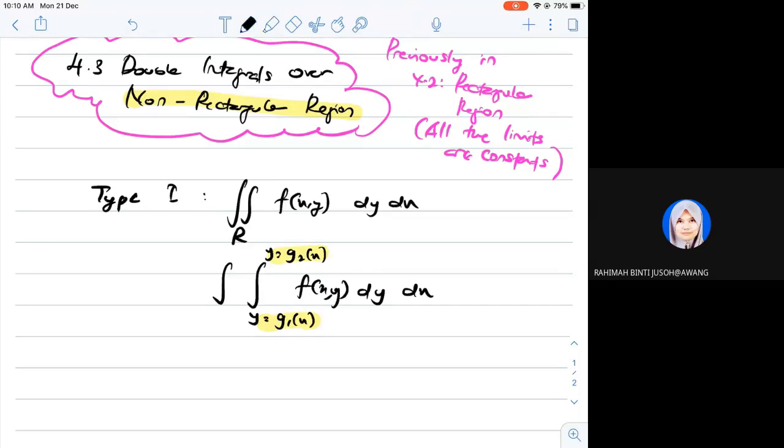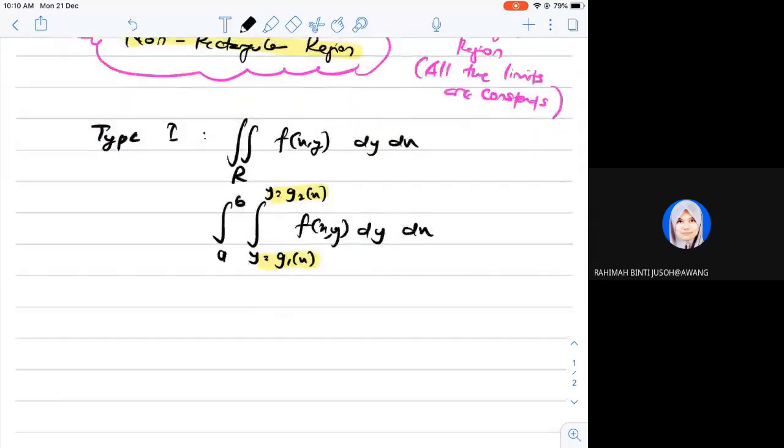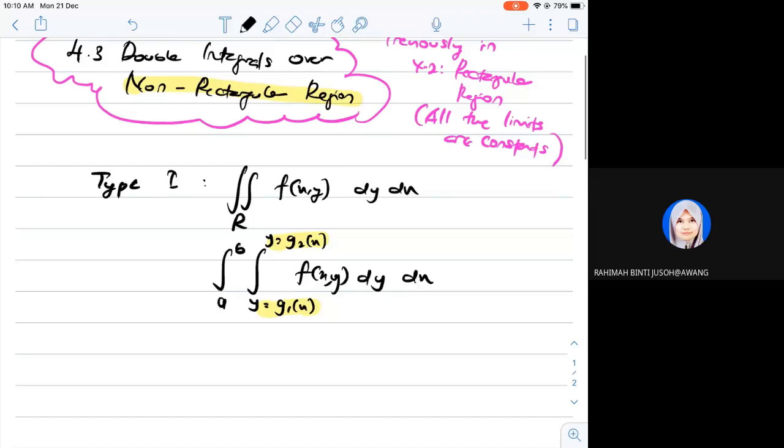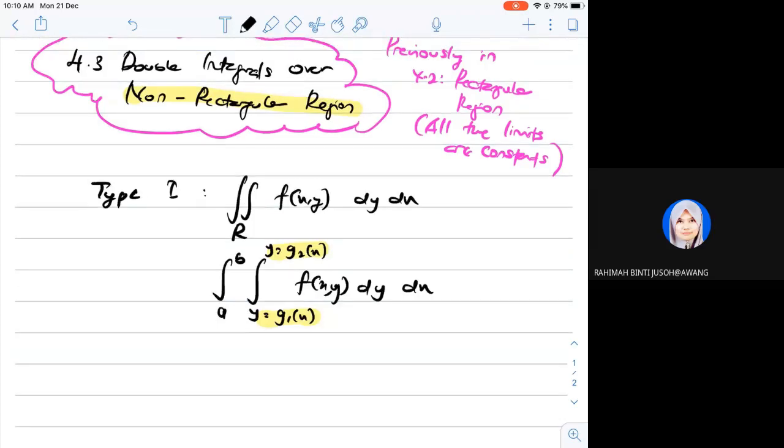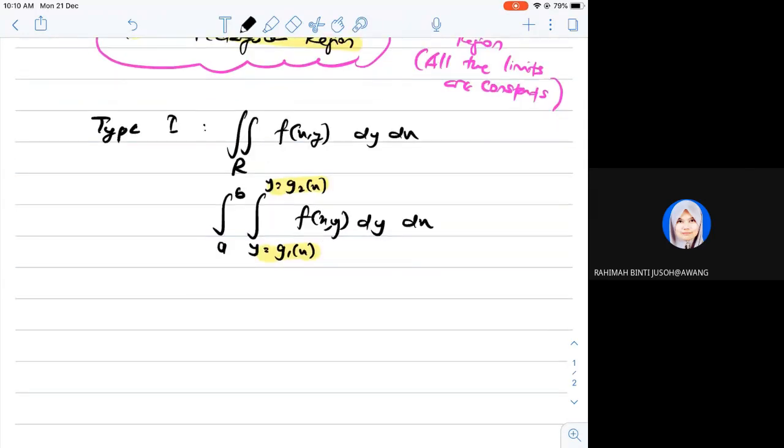And then for the outer limit of x, of course, we can have from a until b. All right? So that's the difference between non-rectangular region and rectangular region. Before this, all the limits, inner limits and outer limits are constants. But in this case, the inner limit must be functions.